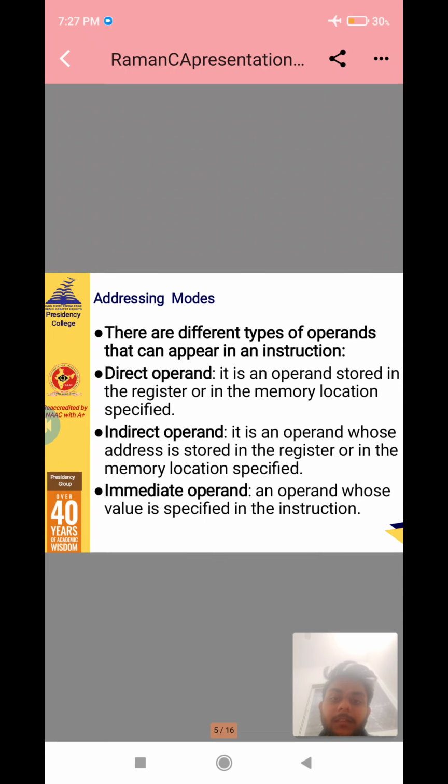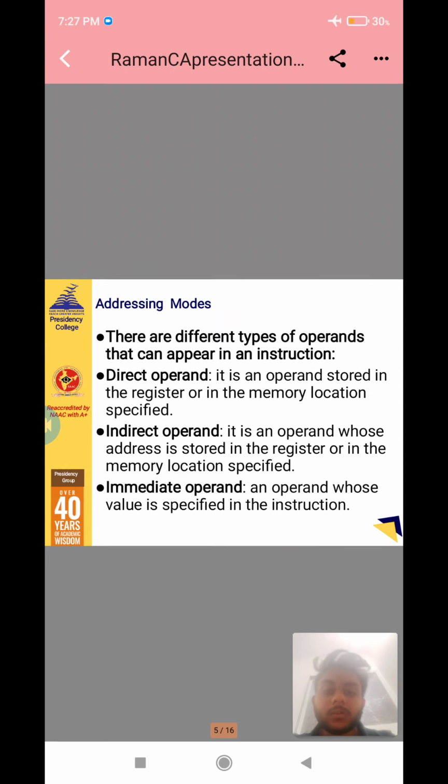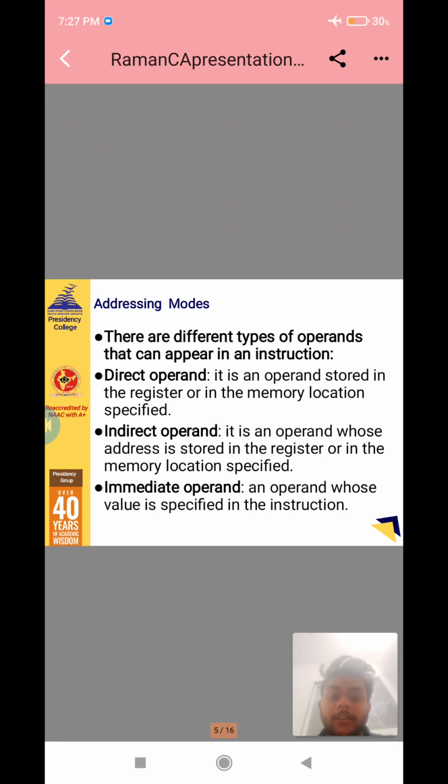So let's see what addressing modes are. There are different types of operands that can appear in an instruction. There are basically three types of operand. Direct operand: an operand stored in the register or in the memory location specified. Indirect operand: an operand whose address is stored in the register or in the memory location specified. And the third is immediate operand, an operand whose value is specified in the instruction.